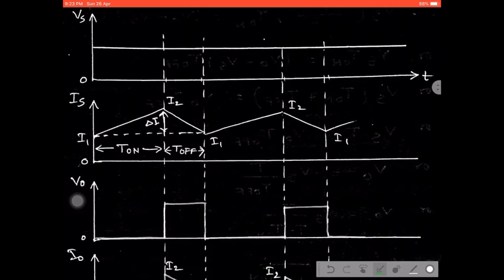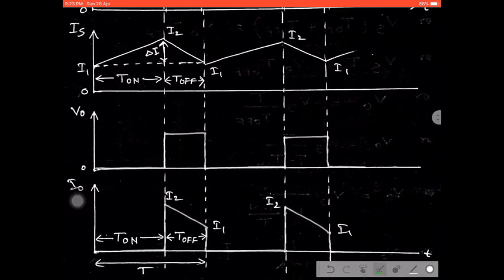Similarly, we know the voltage. When the switch was on, the inductor starts storing energy inside it, but no voltage is appearing at the load. When the switch was off, the inductor stored energy along with the supply voltage appears across the load. That is why this is the output voltage.